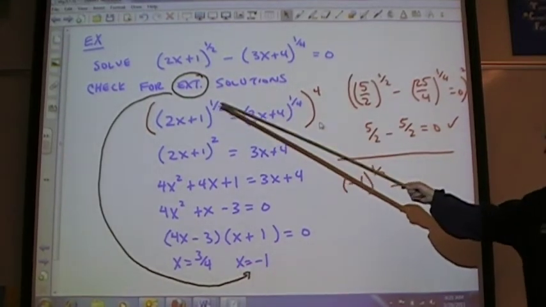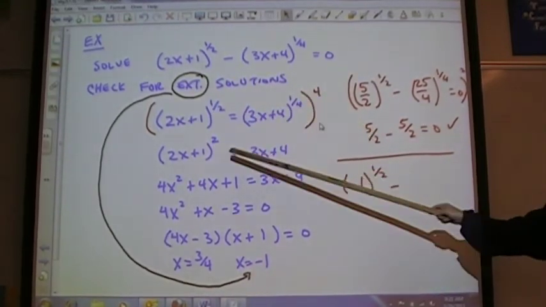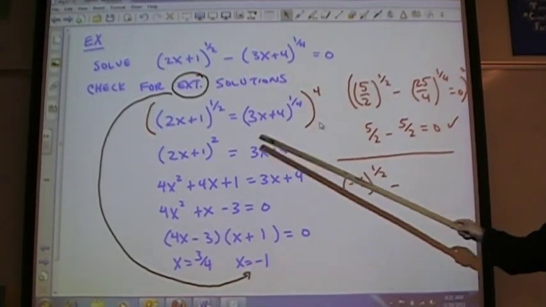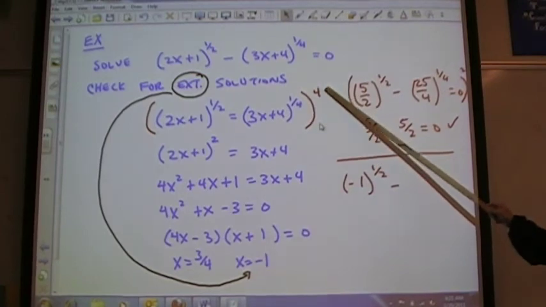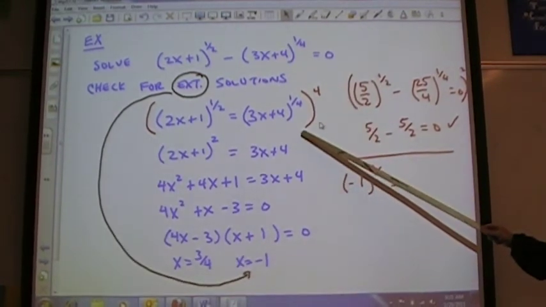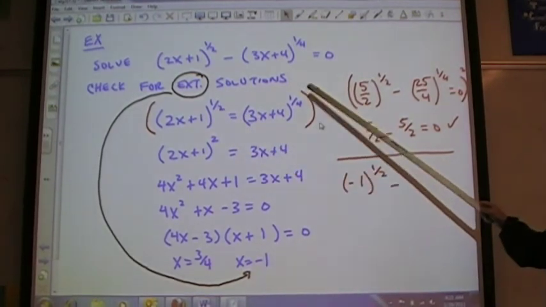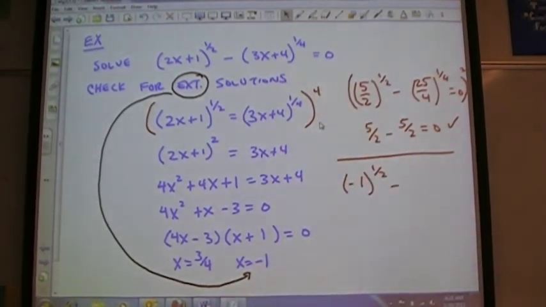Because when I raise 1/2 to the 4th, what do I get? 2. Half of 4 is 2. Now I don't have a fraction anymore. When I raise 1/4 to the 4th, I get what? 1. So does everybody understand why I raised this whole thing to the 4th power? It has to be your least common multiple of the denominators. So if 2 and 4, what's your least common multiple? 4.